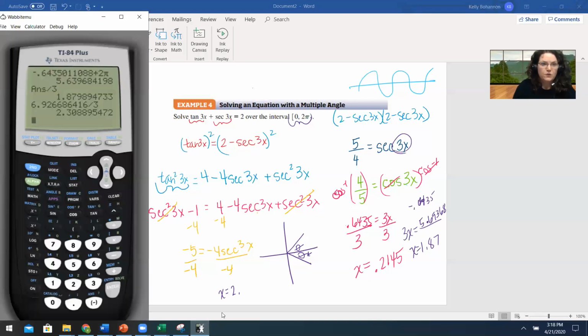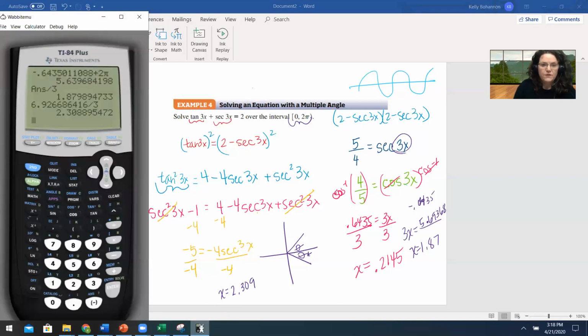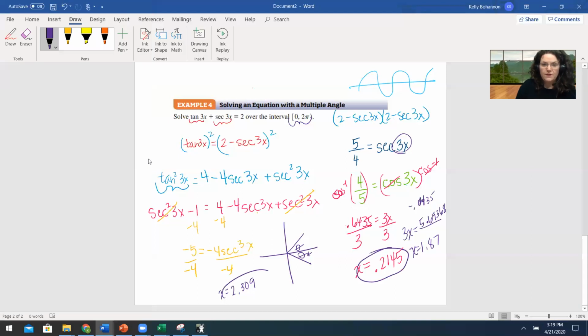So let's see, 2.309. We'll do all the positive ones first. So we did 2 pi. Let's do 6 pi. That would be 2 trips around the unit circle. Divide that by 3 and see if we're still under. Okay, so this one goes over. So right now I have 2 answers that came from the positive result, the 0.2145 and the 2.309.